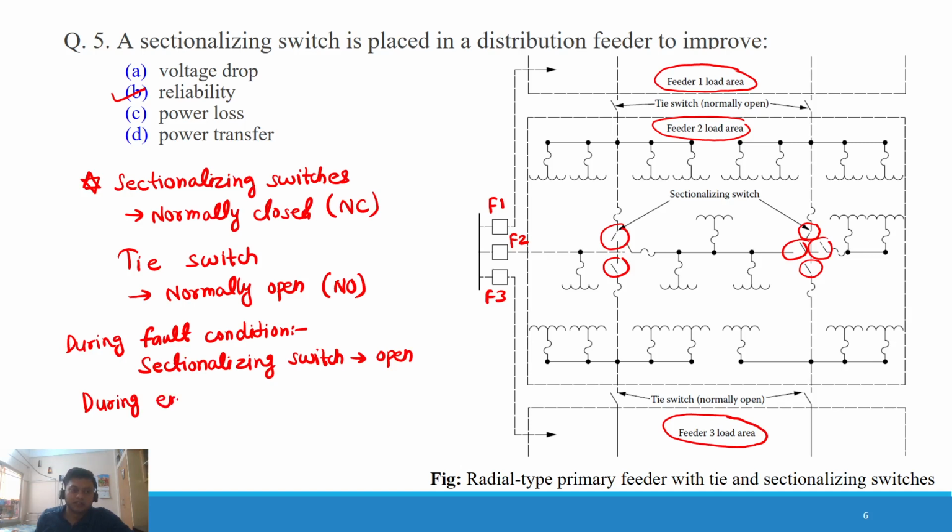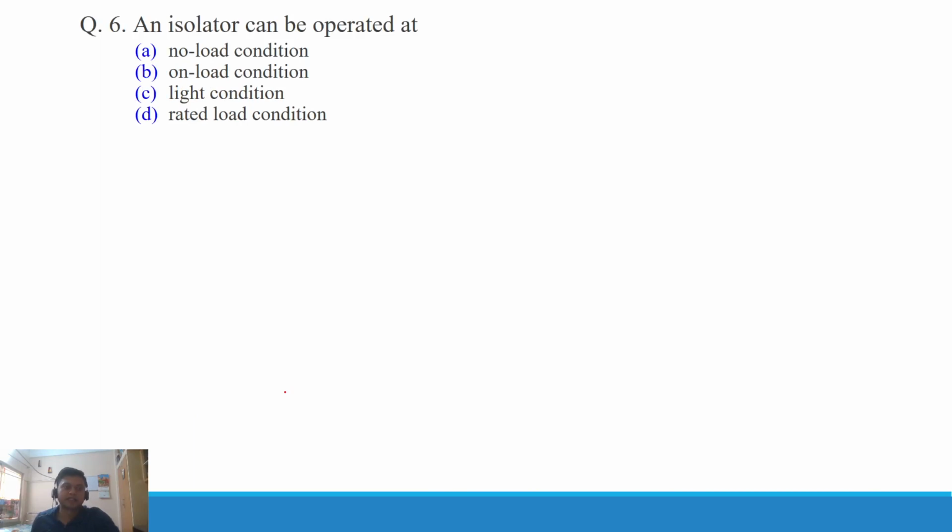So during emergency condition, the tie switch will be closed, and normally it is open. So this is for problem number 5. Let us see the next problem.